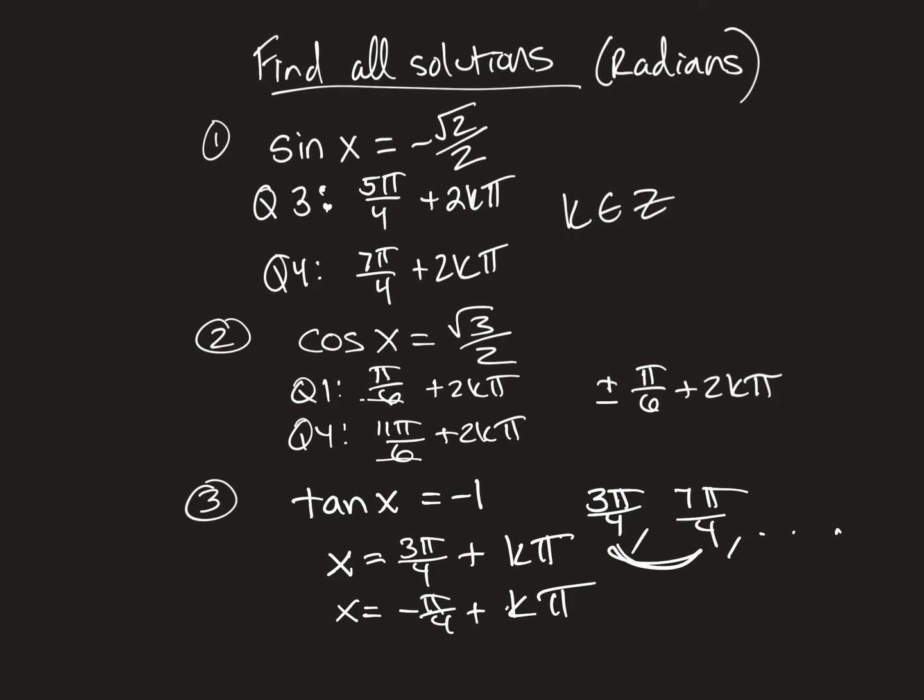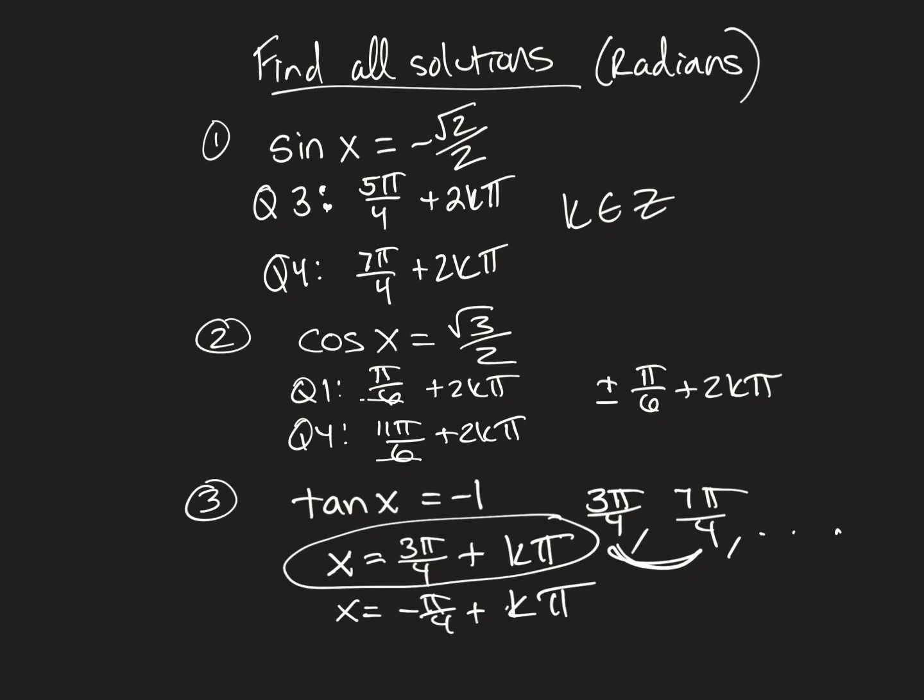Plus k pi. So tangent, again, and you don't need both of these. You can just use one of these. So really it's sine and its reciprocal function cosecant that you do need those two different statements. But with cosine and tangent, you can get all angles by just using one statement.